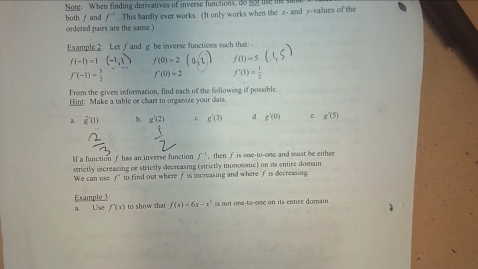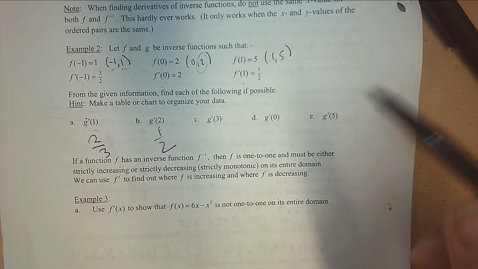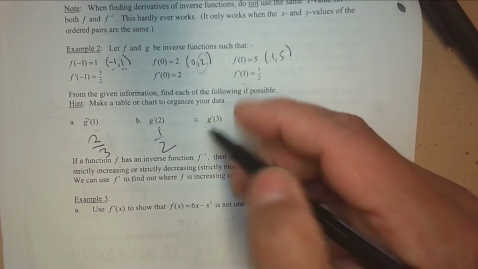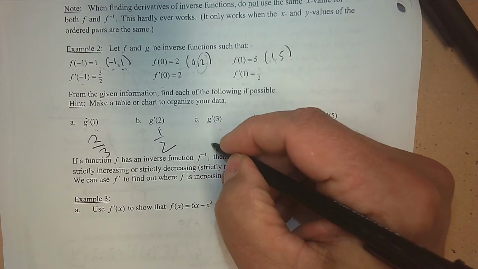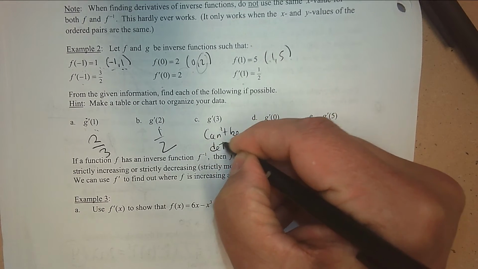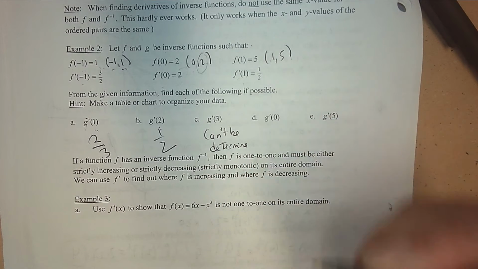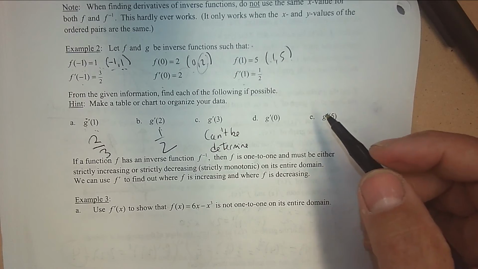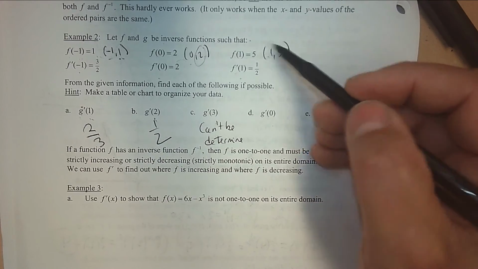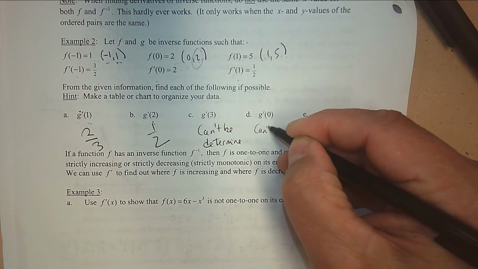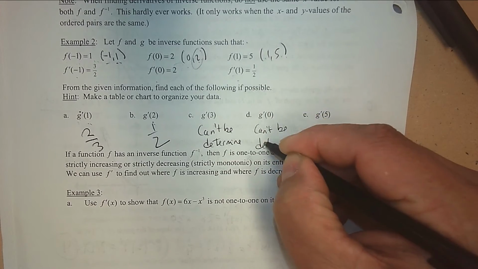How about the derivative at 3? What I'm looking for is, do I know the y-coordinate 3 on any of these? So guess what? This can't be determined, because you don't have the point you need. You need a point where the y-coordinate is 3. How about the derivative at 0? Do any of them have a y-coordinate at 0? Again, it can't be determined with the information given. How about the last one?